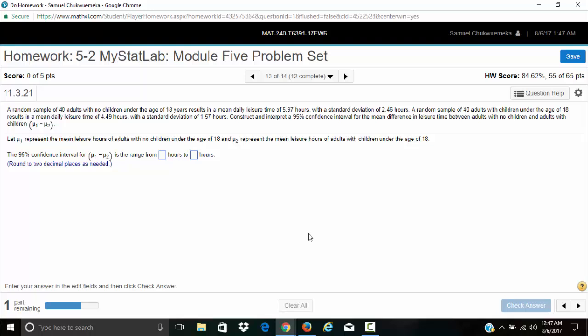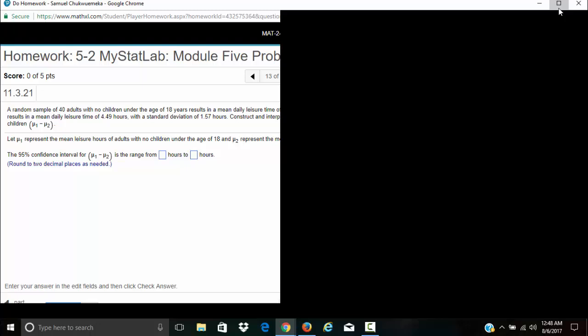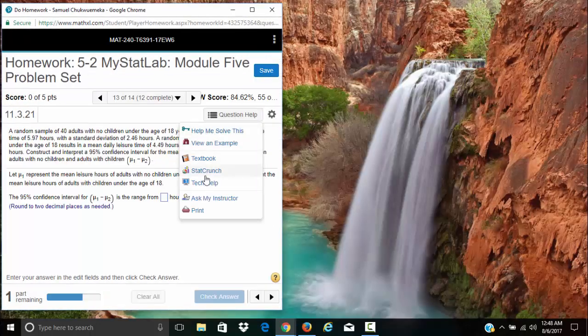Okay, so in this case, these are independent samples. One is with children, the other one is with no children. And because we were not given the population standard deviation, what we are given is the sample standard deviation because it's a random sample, we're going to use t-stats, two samples. So let's get our StatCrunch.